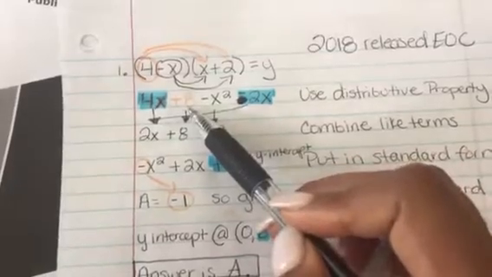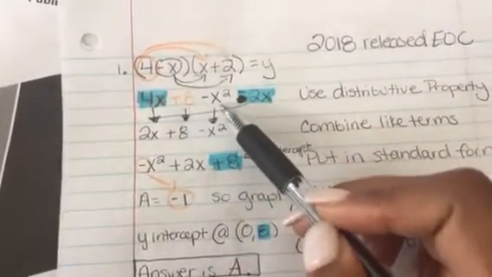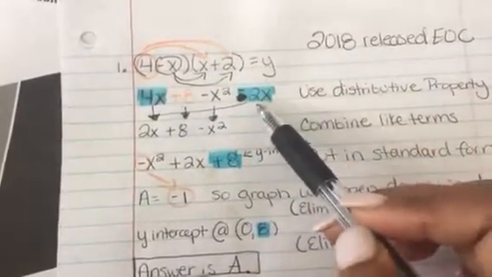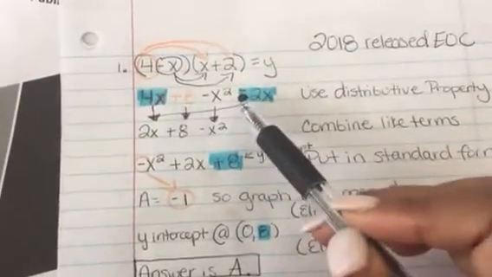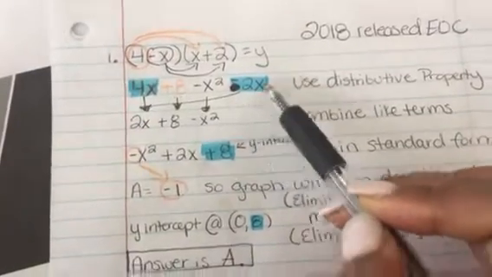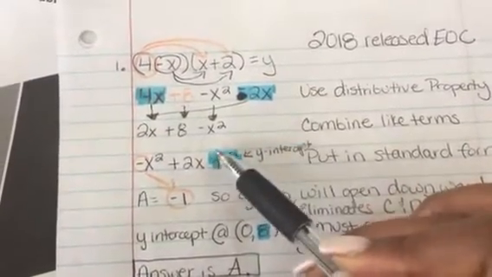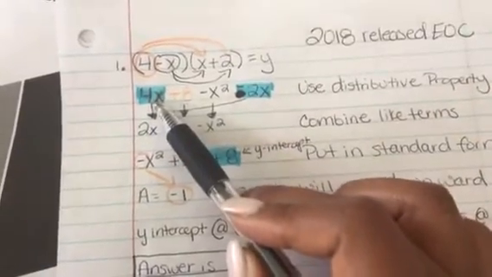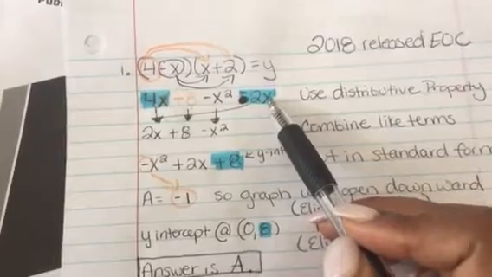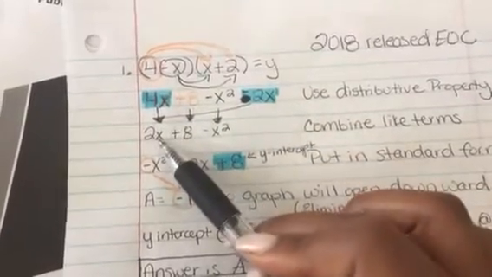2, which yields 8, negative x times x, which yields negative x squared, and negative x times positive 2. Remember, a negative times a positive is always going to equal a negative. Okay, we're going to go ahead and combine our like terms. Notice I have a 4x and a negative 2x term, which means they are like terms, so we're going to go ahead and add those together.